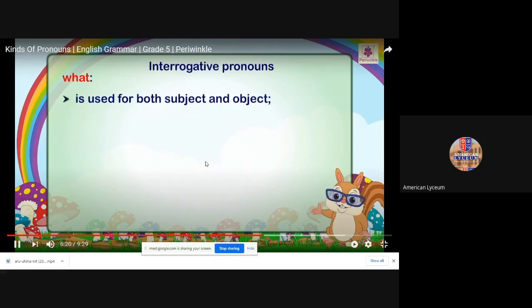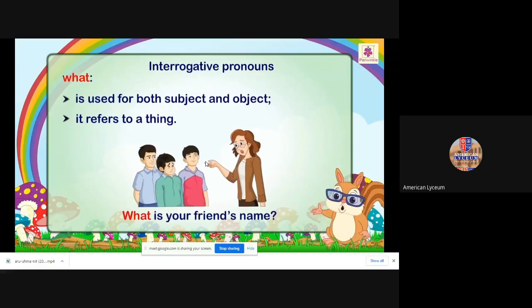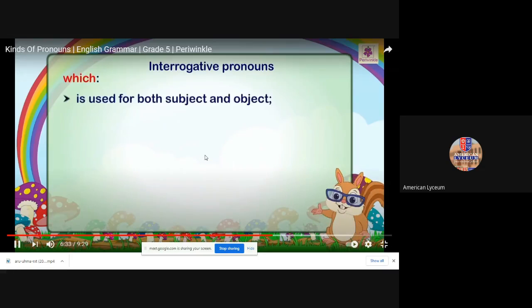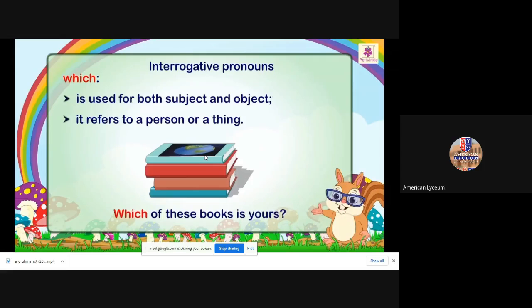What is used for both subject and object. It refers to a thing. For example, what is your friend's name? Which is used for both subject and object. It refers to a person or a thing. For example, which of these books is yours?